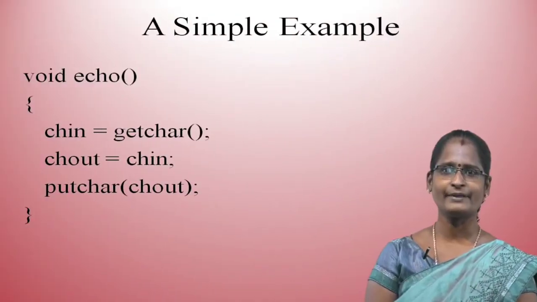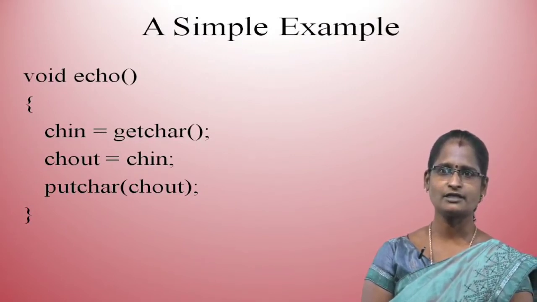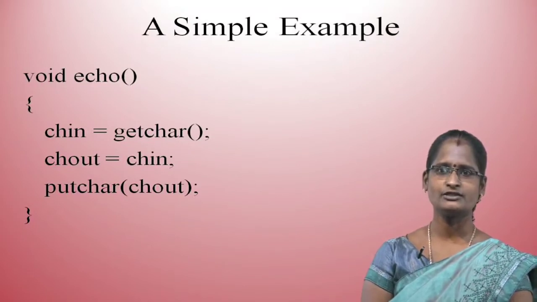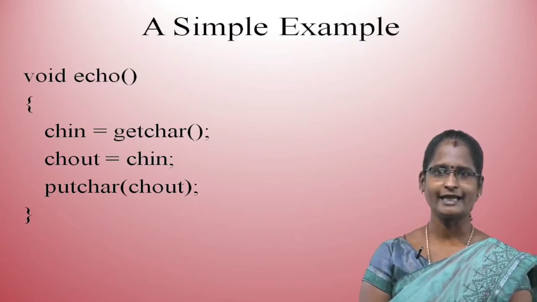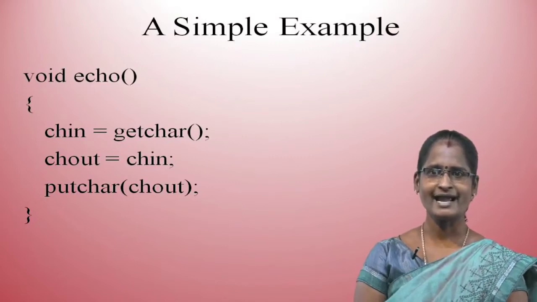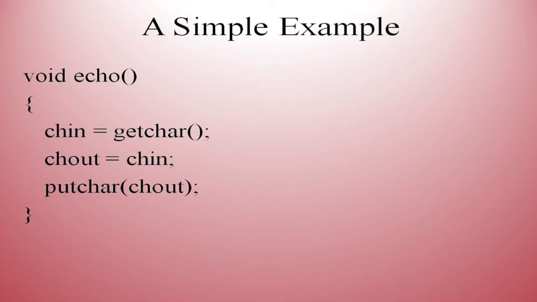Then the simple example: void echo() { chin = getchar(); chout = chin; putchar(chout); }. A program that will provide a character echo procedure. Input is obtained from a keyboard, one keystroke at a time. Each input character is stored in variable chin, then it is transferred to variable chout and finally sent to the display. Any program can call the procedure repeatedly to accept user input and display it on the user screen.